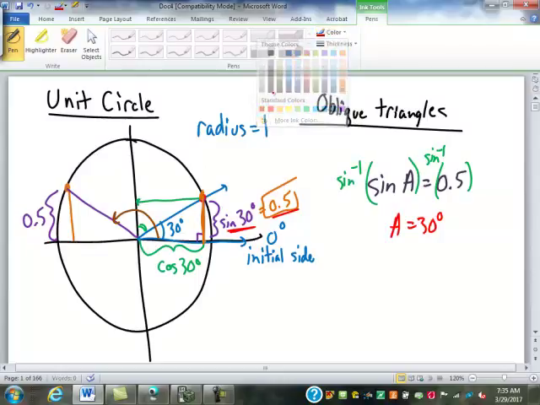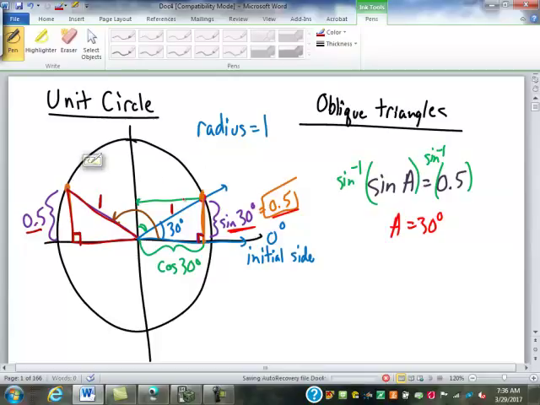But the key to finding it is this triangle here. If this is 0.5 and this is a right angle, we know that the radius here is also 1, right? The radius of that circle is 1 no matter what direction it's going. So what we have is congruent circles, and so congruent triangles, equal triangles. This triangle is equivalent to this one. So that means this angle here has to be what? 30 degrees. That's what we refer to as a reference angle.